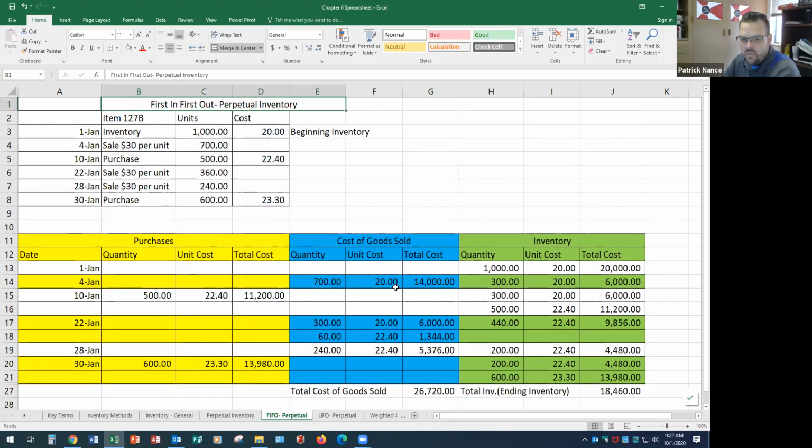And again, this spreadsheet is only dealing with the cost and inventory side of this, not the revenue side. So that's all: cost of goods sold, total ending inventory. And we'll continue with the next. I think we'll do LIFO perpetual next.